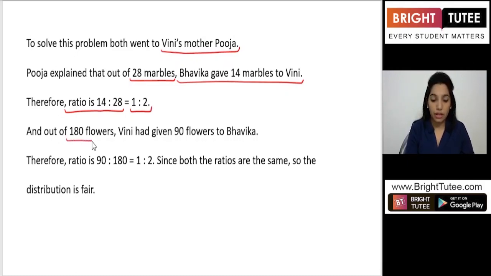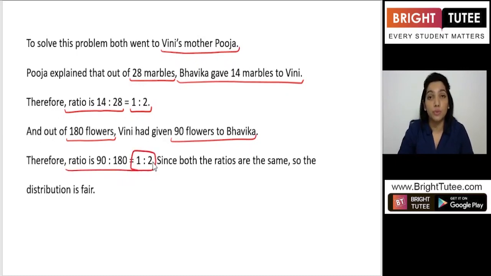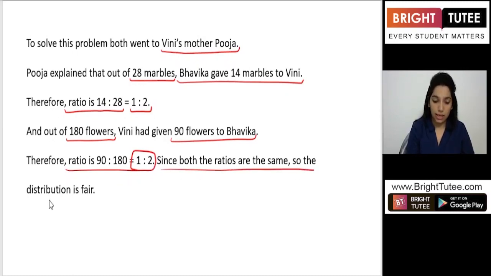Now let us look how much Winnie has given. Winnie, who is having 180 flowers with her, she gave 90 flowers to Bhavika, right? So if we find the ratio, again what we see is the ratio 1/2. That means both the ratios are same, so the distribution is fair.